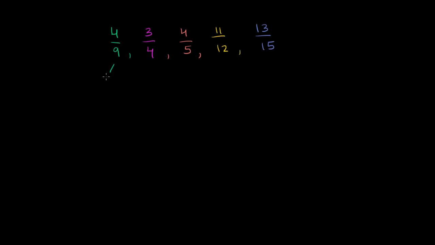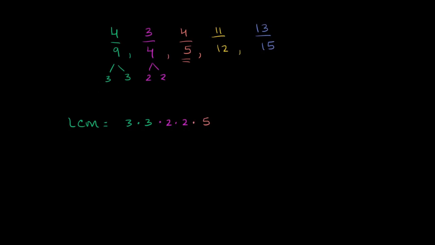So 9 is the same thing as 3 times 3. So our least common multiple is going to have at least one 3 times 3 in it. And then 4 is the same thing as 2 times 2. So we're going to also have to have a 2 times 2 in our prime factorization of our least common multiple. 5 is a prime number, so we're going to need to have a 5 in there.